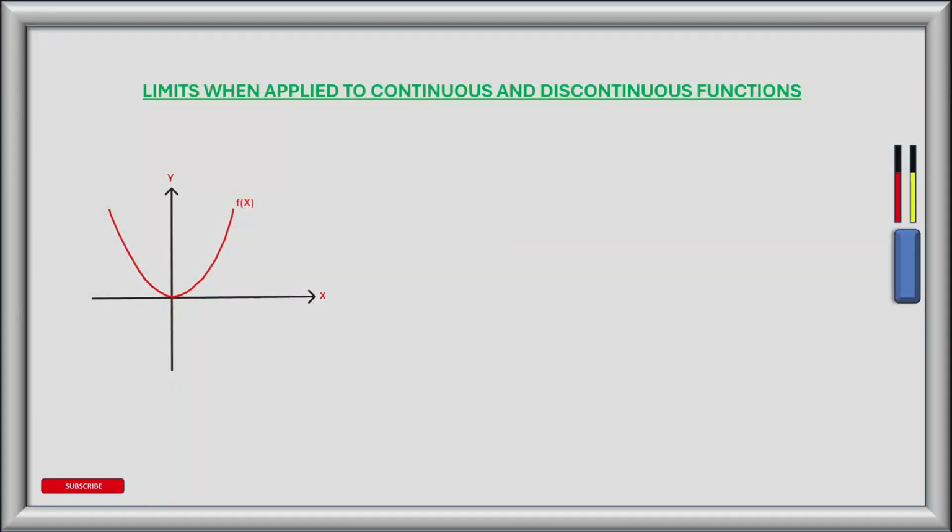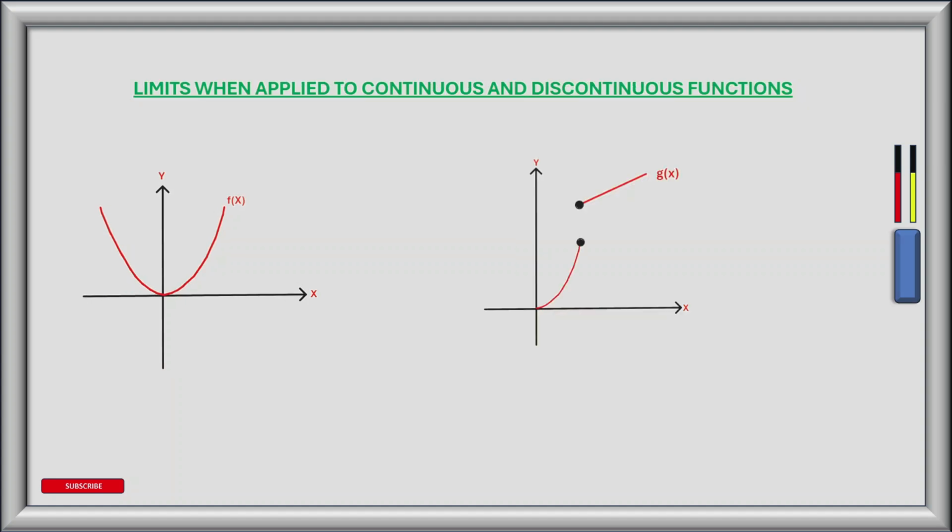We can say that a function is continuous if we can draw that function without lifting our pen off the paper. Intuitively, the function shown here is continuous as we can draw it without lifting our pen off the paper. If we now look at this function g of x, we can see that it's not continuous, or it's discontinuous, because we cannot draw it without taking our pen off the paper. As we can see, there's a jump in the function.